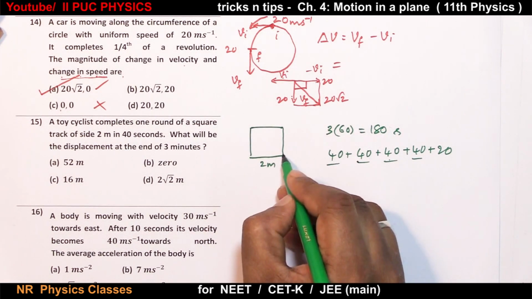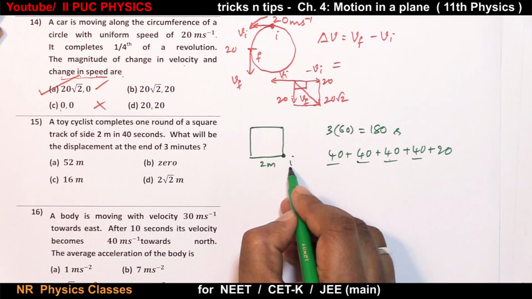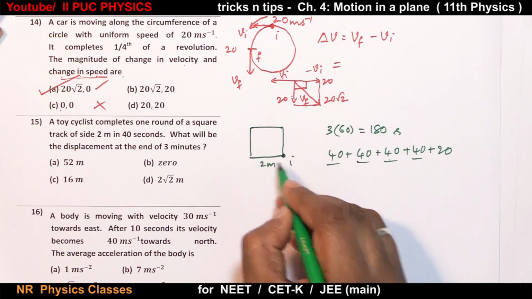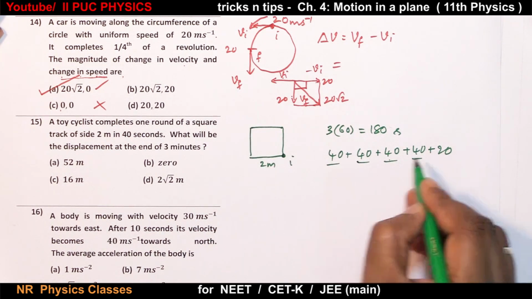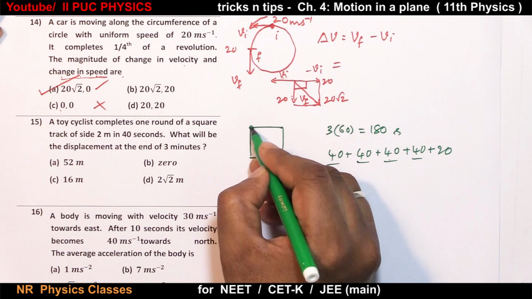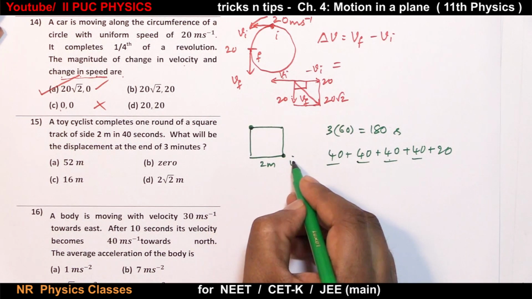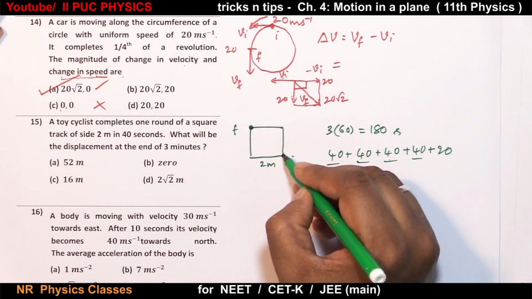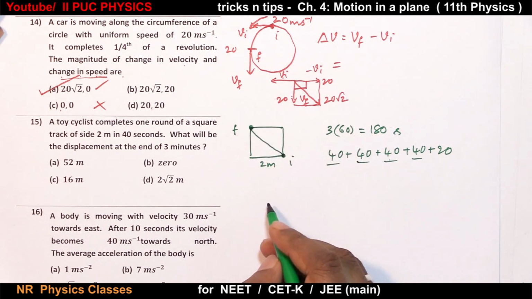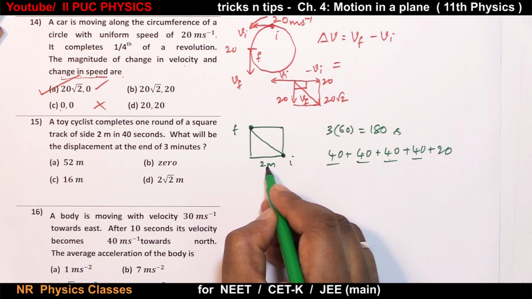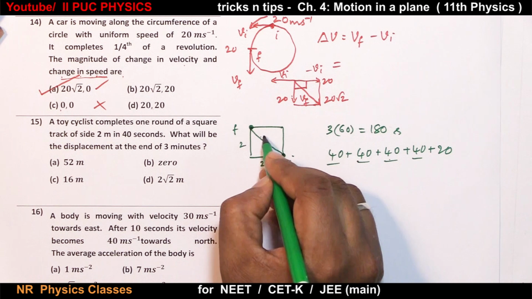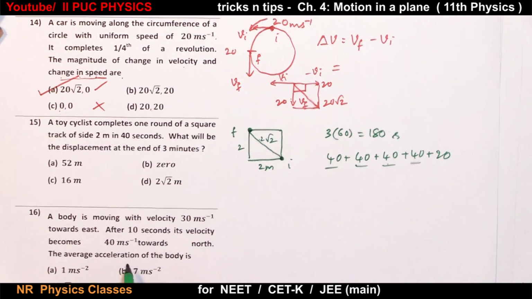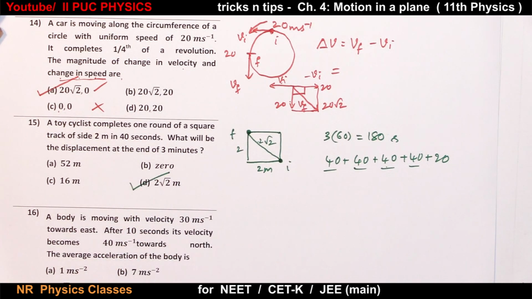After the fourth revolution, if this is the initial position, 20 seconds are left. In that 20 seconds, it will reach the opposite side. If this is initial and this is final, then this is the displacement. By the Pythagoras theorem, 2, 2, then this is 2 root 2. So displacement is 2 root 2.